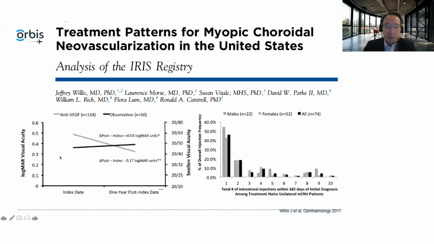If you just observe and do not do anything, with no anti-VEGF, they actually lost a bit of vision. And in terms of the number of injections, again, very low. Most only had 1 to 2 injections. Very rarely did you need 3 or more injections. So for myopic CNV, treat your patient early with anti-VEGF.